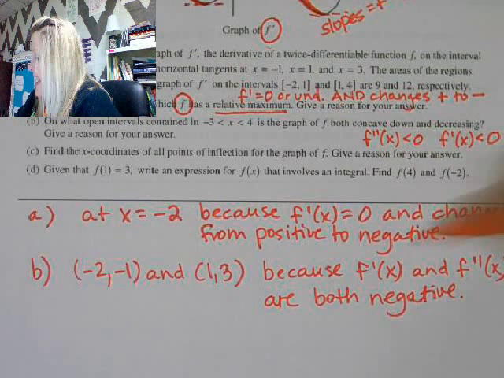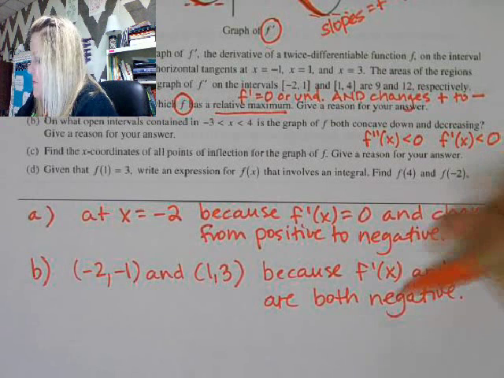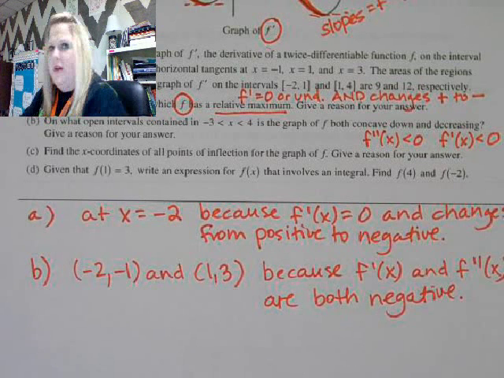So on the 2012 test, the estimate is about 1.17. The water temperature is increasing at approximately that many degrees Fahrenheit per minute at t equals 12. So that is the rate of change of water temperature.